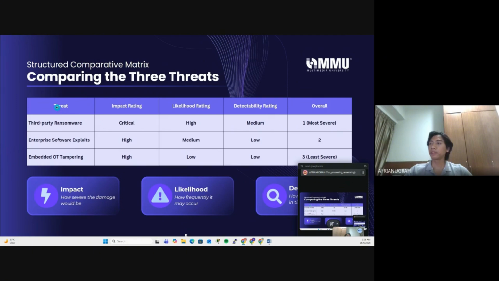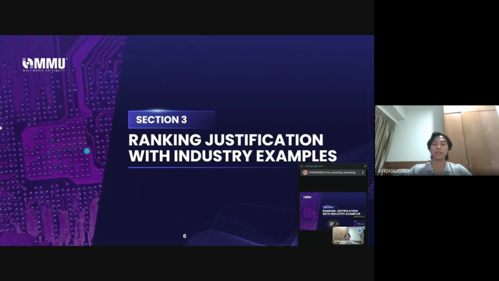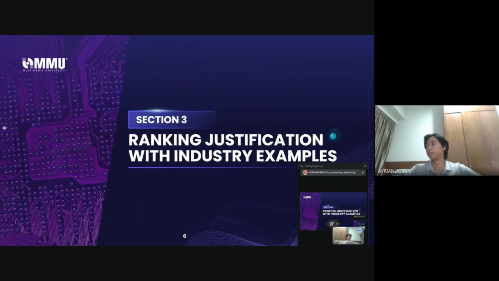And the third threat, embedded OT tampering. The impact rating is high, likelihood rating is low, detectability rating is low. So this is the third, the least severe. So based on these criteria, third-party ransomware received the highest ranking because it combines the highest impact with the highest likelihood. Next, I will explain why these threats were ranked in this order using real industry examples.